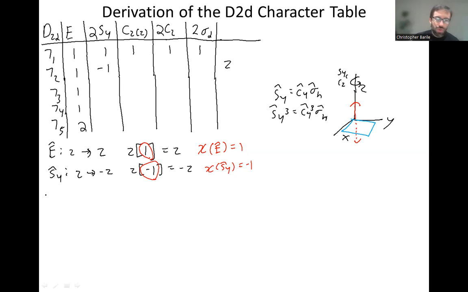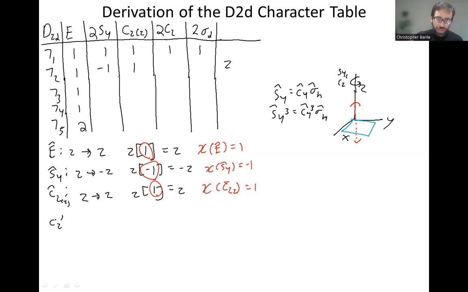All right, so what about C2z, call it? Well, that's a 180-degree rotation. But the vector is still going to be pointing upwards. So z goes to z. And again, we get this situation where the character is going to be equal to 1, just like we did for identity because z went to z. So if z goes to z, you're going to get 1. Z goes to negative z, you're going to get negative 1.